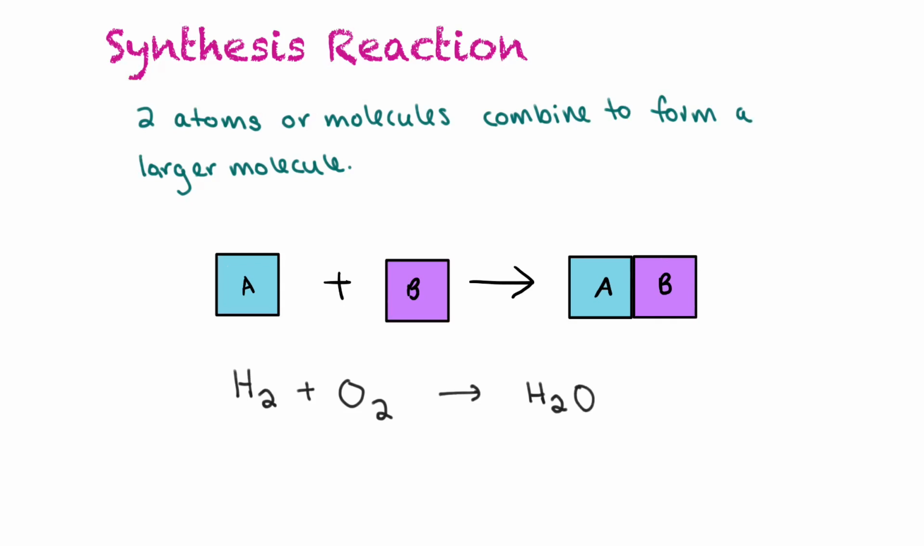So there's two oxygens here, but only one there, so we put a 2 there. Now we have 4 hydrogens, so we need to put a 2 there. So that's a synthesis reaction. You can see that there's two smaller atoms, or two molecules here, and they're fusing together to form water.